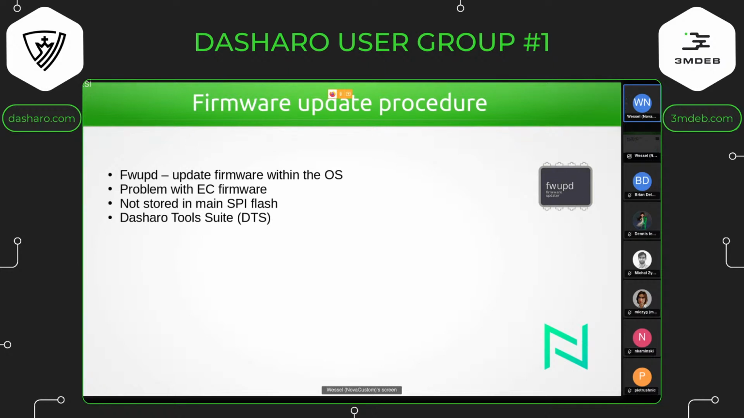Before, we used fwupd for firmware updates, which could be done within the operating system, which is maybe even nicer. But this was problematic after switching to open source EC firmware. The embedded controller firmware is not stored in the main SPI flash, and this makes it harder to fully update the firmware binaries. So we are now considering switching that EC firmware from the EC chip to the main SPI flash, so that fwupd can be used again.